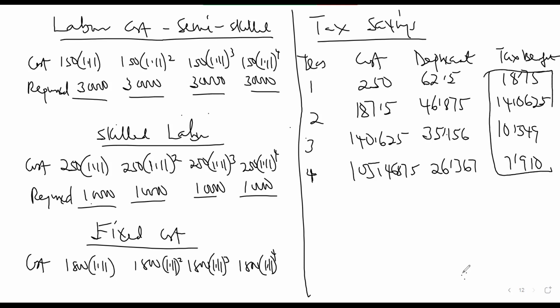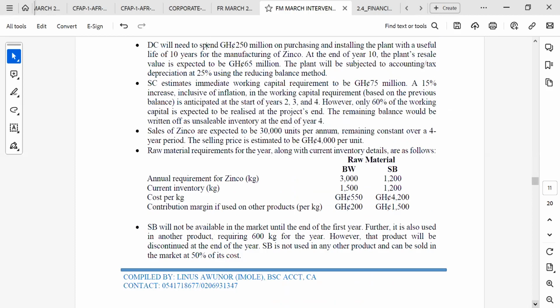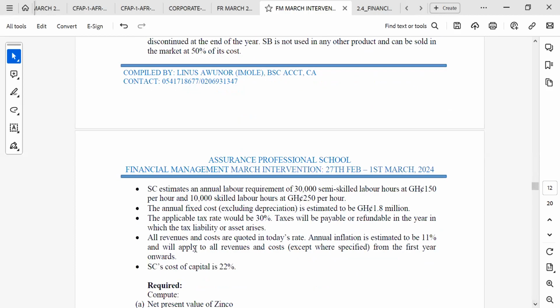The tax is paid in the year in which profit arises. So that is what they have said over here. They say that the applicable tax rate will be 30%. Tax will be payable or refundable in the year in which the tax liability or the asset arises. So we are paying the tax in the year profit is made. So there will not be any arrears over there. So you have to put those figures over there.